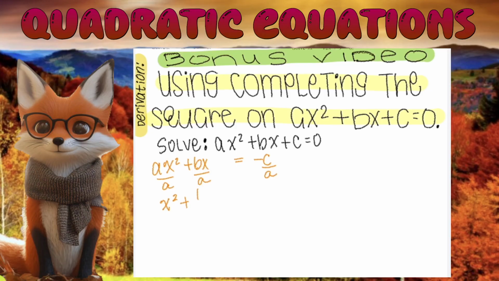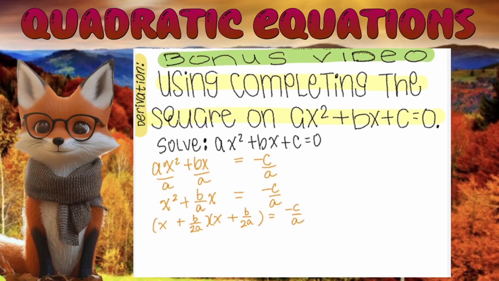x squared plus b over a is my new coefficient of my linear term. x, b over a x equals negative c over a. All right, when I factor, I know it's going to be x and x. What goes here is plus half of b over a, which is b over 2a. I explained this in the last video. Equals negative c over a.